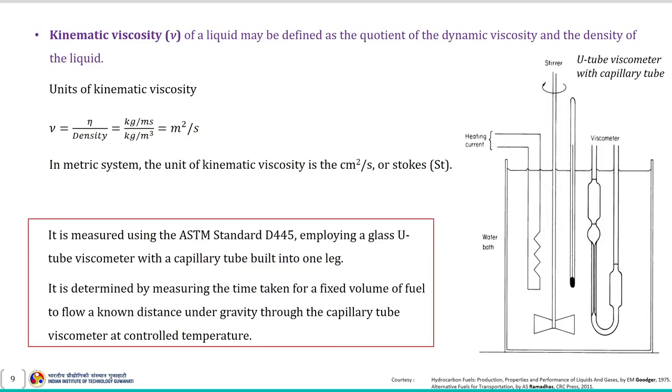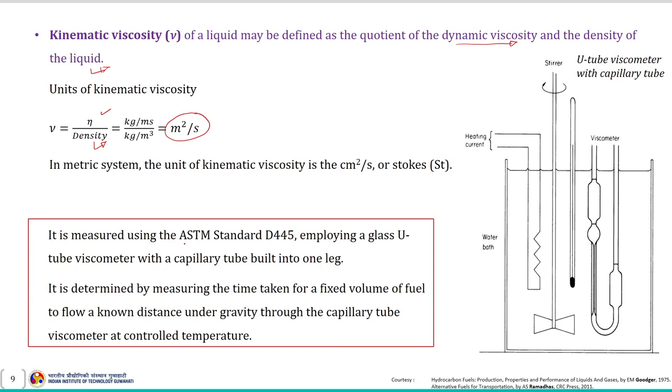Similarly, the kinematic viscosity of a liquid may be defined as the quotient of dynamic viscosity and the density of a liquid, and it is the relationship between the viscous and the inertial forces in the fluid. The unit of kinematic viscosity is meter square per second, and in the metric system the unit of kinematic viscosity is centimeter square per second, also represented in the form of Stokes.